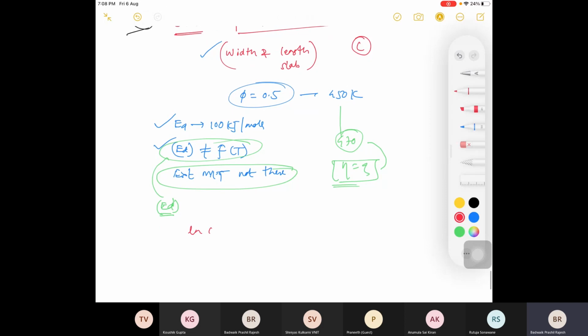So your formula will be ln of phi 2 by phi 1 is equal to EA divided by twice R, into 1 by T1 minus 1 by T2, and temperature is in Kelvin. Okay, please don't forget to write this 2 here, otherwise that will be your rate constant only. For 2 marks I guess it was asked.